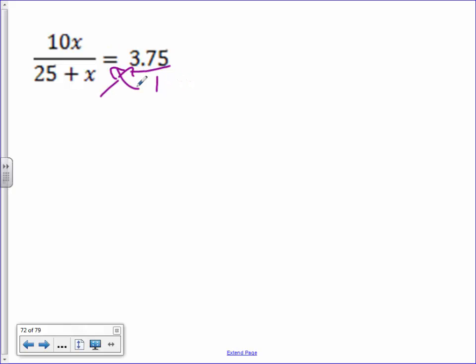So I'll just draw some arrows here. You'll do 10x times by 1. I won't even write that. And you'll do 3.75 times by 25 plus x. So just bring that guy up there, that guy up there.